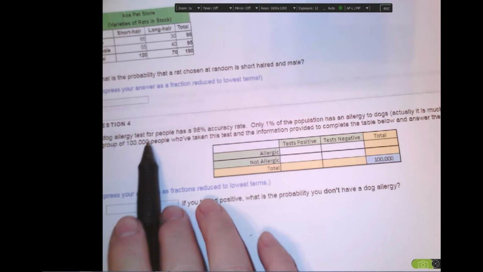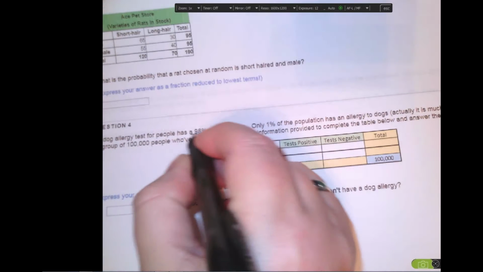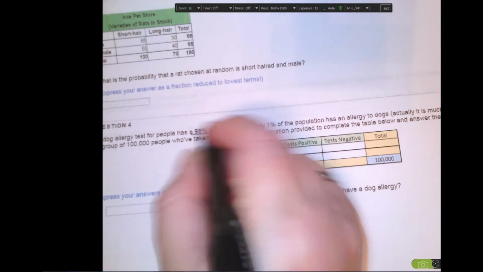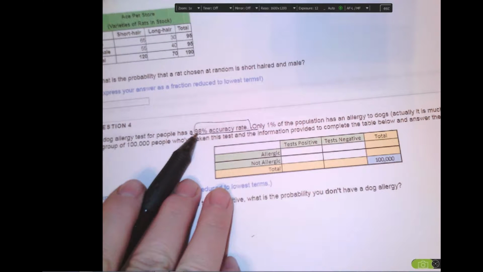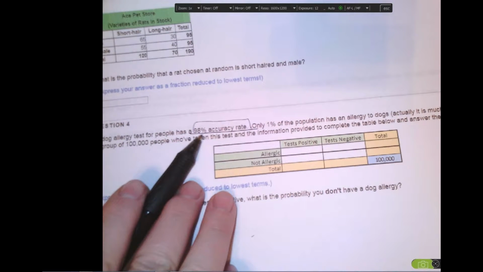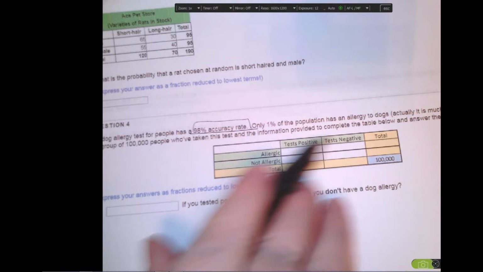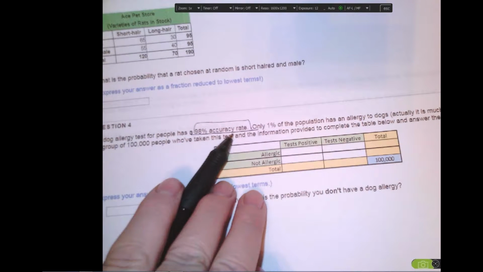A dog allergy test for people has a 98% accuracy rate. You're going to have to be given an accuracy rate. If they just say accuracy rate, that's the same for both positive and negative. Sometimes you'll have a different accuracy rate for getting a positive or a negative. If they only give you one, it applies to both.